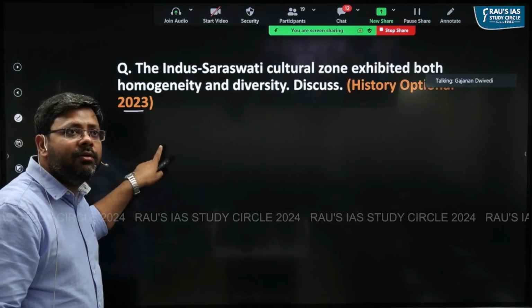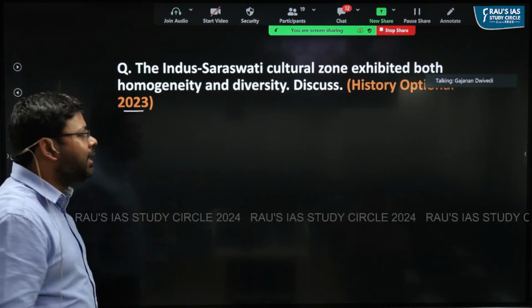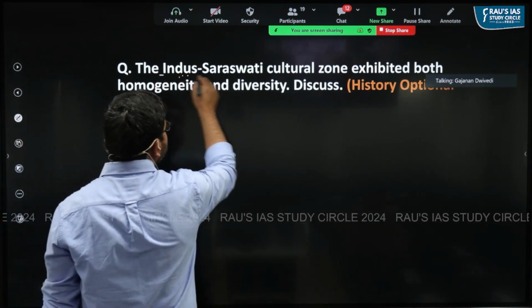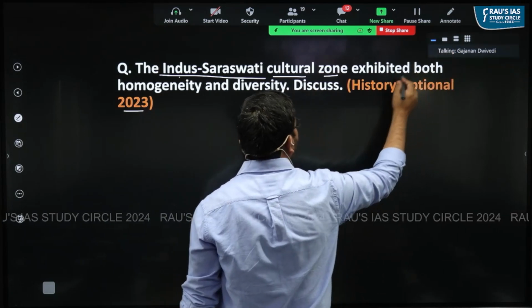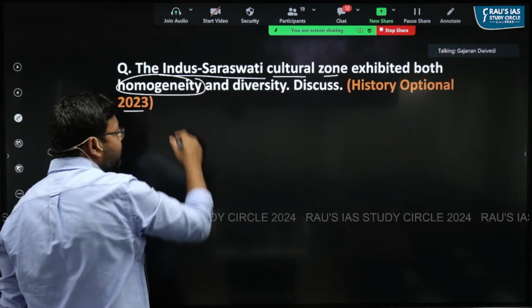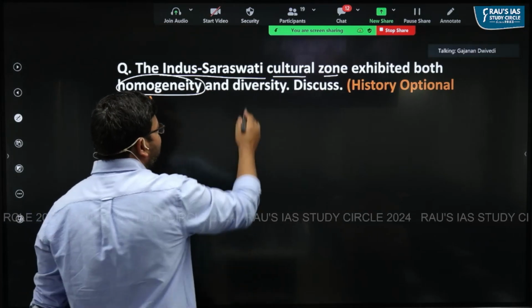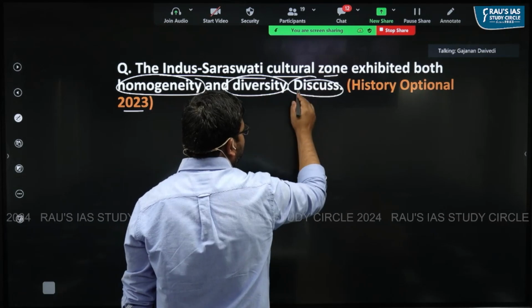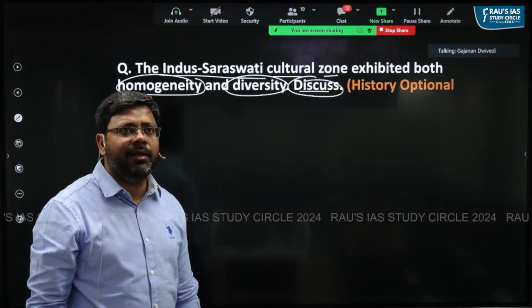इस साल सवाल पूछा उन्होंने 2023 में एक सवाल पूछा. क्या सवाल पूछा उन्होंने? The Indus Saraswati cultural zone exhibited both homogeneity, similarities, and diversity. Discuss. यही बात है, इतनी सिंपल सी बात है.